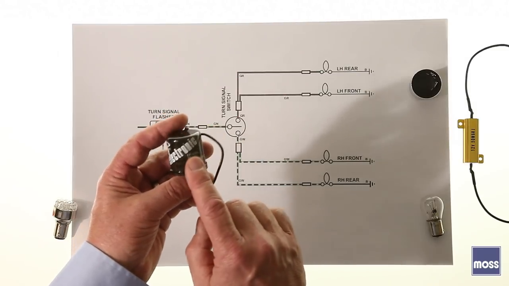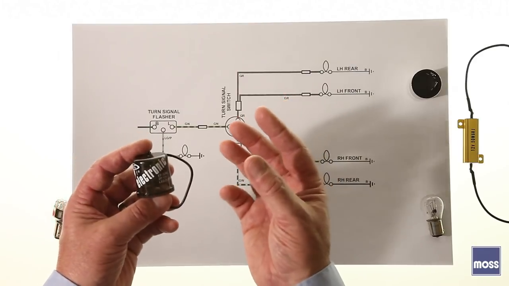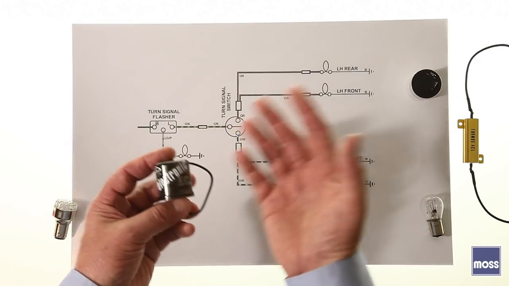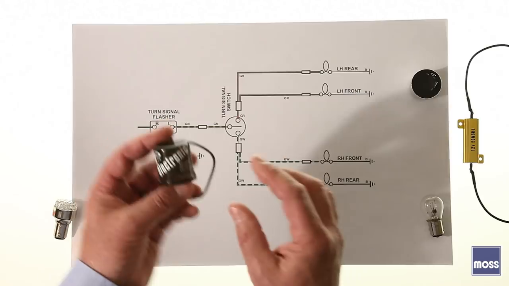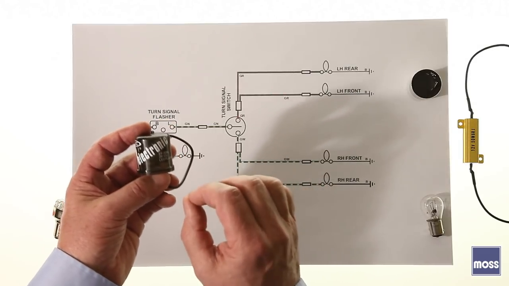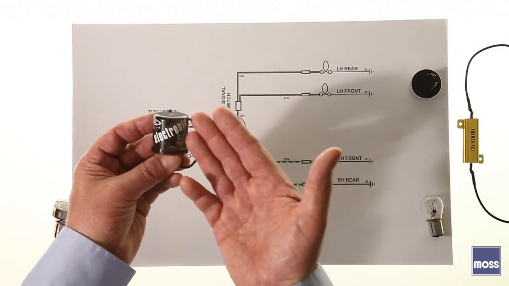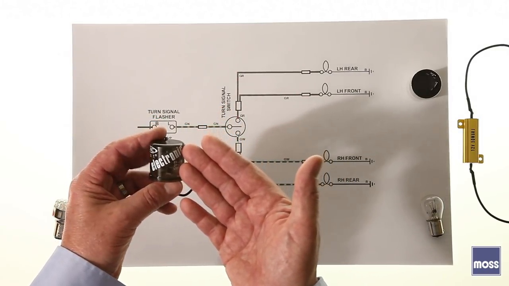Now, we here at Moss found that even then, some electronic flashers are simply not sensitive enough to detect the very small amount of current that LEDs might demand. The answer is to use an electronic flasher that's engineered to be sensitive enough to detect even the tiny current demands of a system using LEDs. We have those flashers here at Moss.